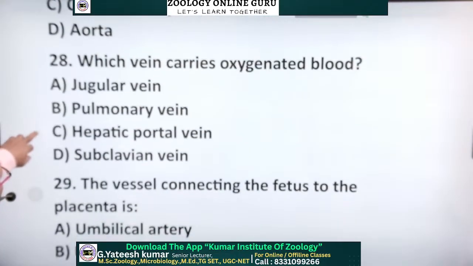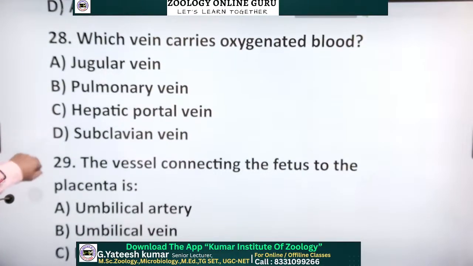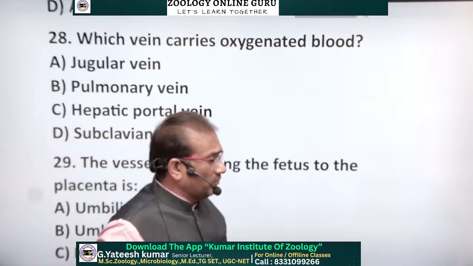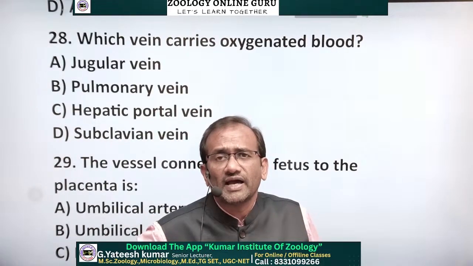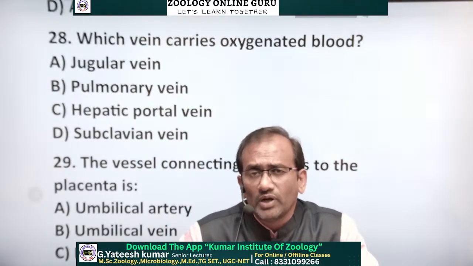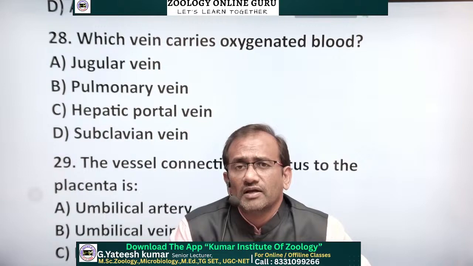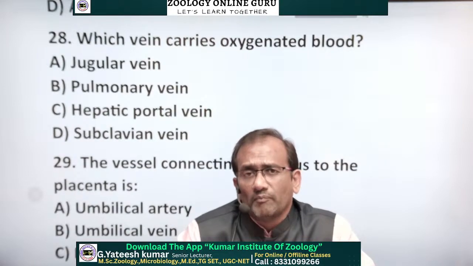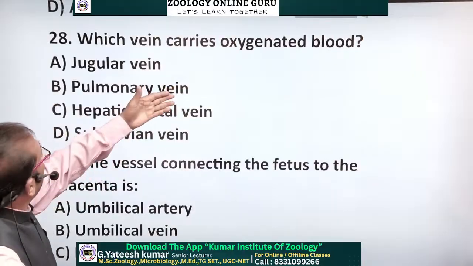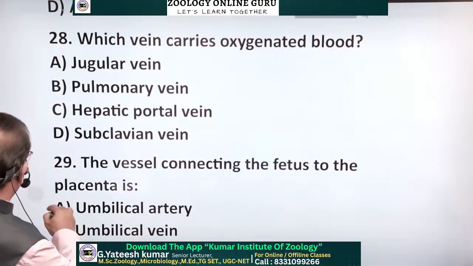Question 28. Which vein carries oxygenated blood? That is the pulmonary vein. Only one vein in our body carries pure blood, that is the pulmonary vein, and only one artery carries impure blood, that is the pulmonary artery. So here, asking about the pure blood, the answer is the pulmonary vein.